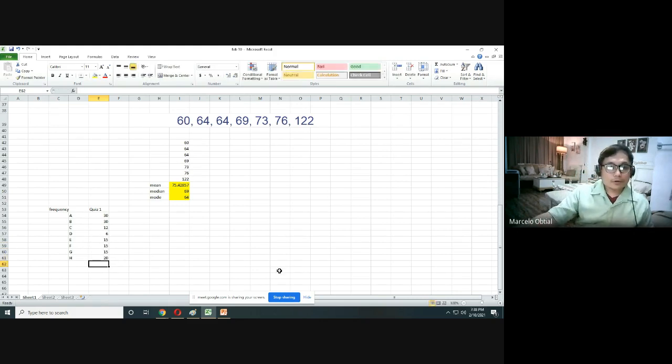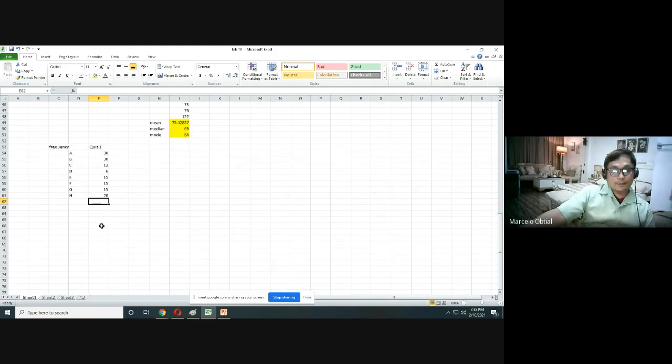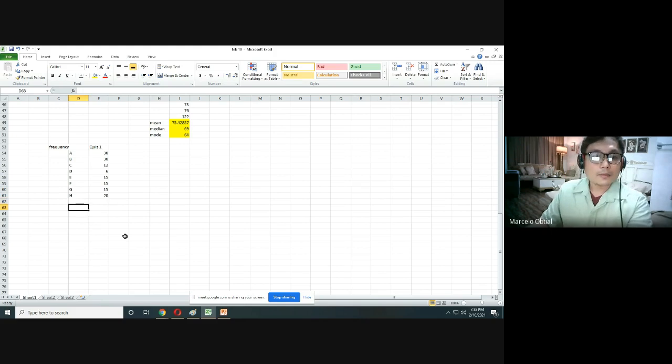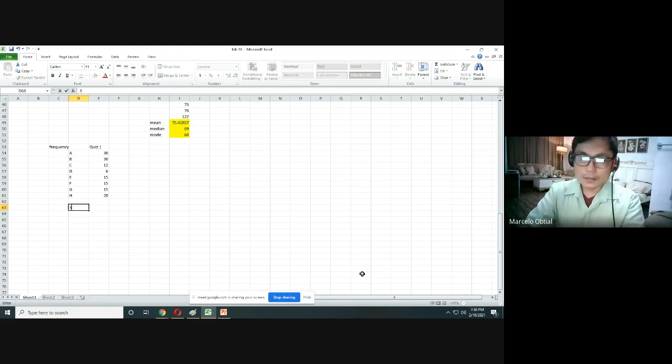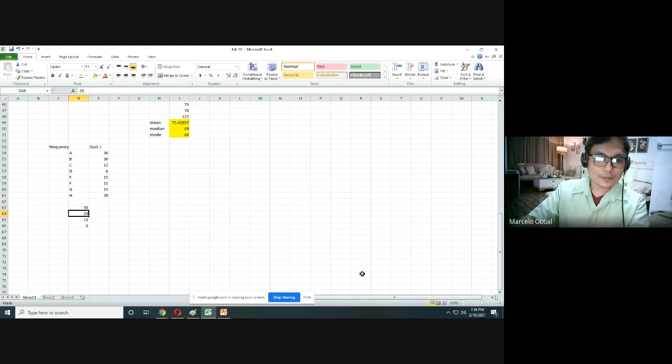So these are the scores of your students. Example lang, may 8 lang kayong estudyante. Let's apply the frequency table. Ilan ang nakakuha ng 30, ilan ang nakakuha ng 20, ilan ang nakakuha ng 15, at ilan ang nakakuha ng 6? Bali ito yung scores natin.